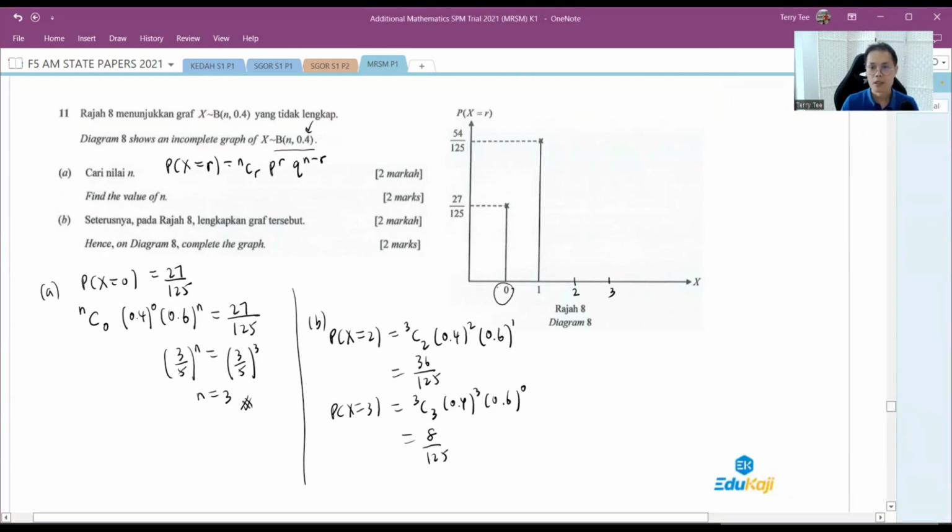Now with that, I'm going to label, this one is 36, so a little bit higher. Okay, my line is not very straight, so let me just draw one more time. This will be 36 over 125. The other one is shorter, 8 around here. Put a cross, put a cross. This is 8 over 125. All right.